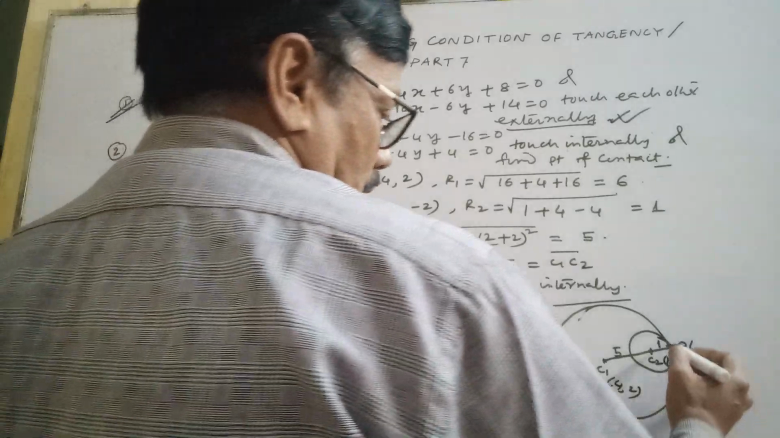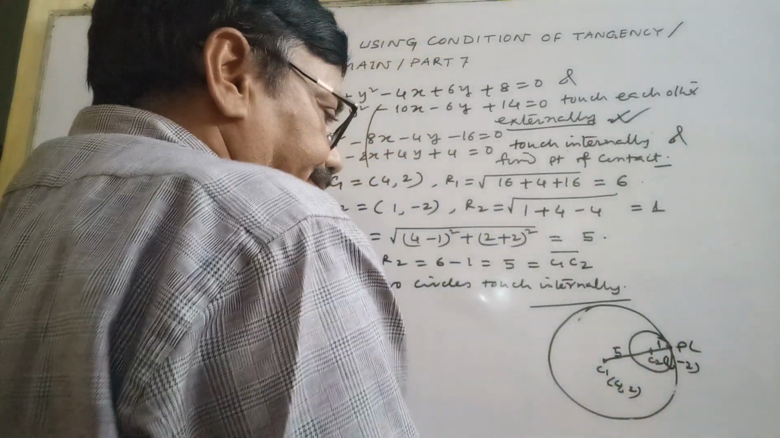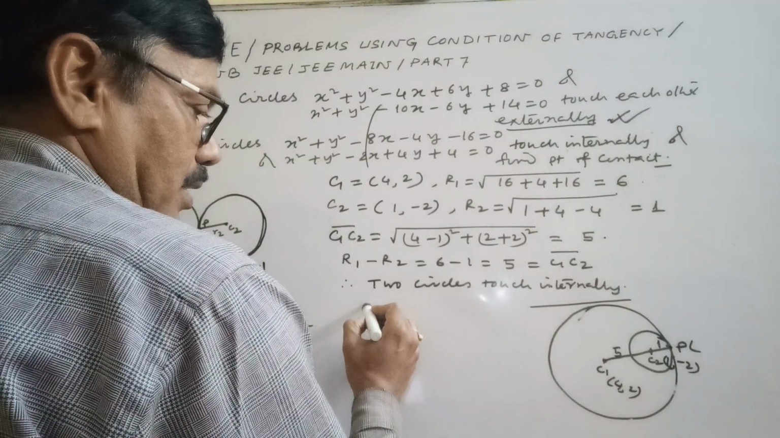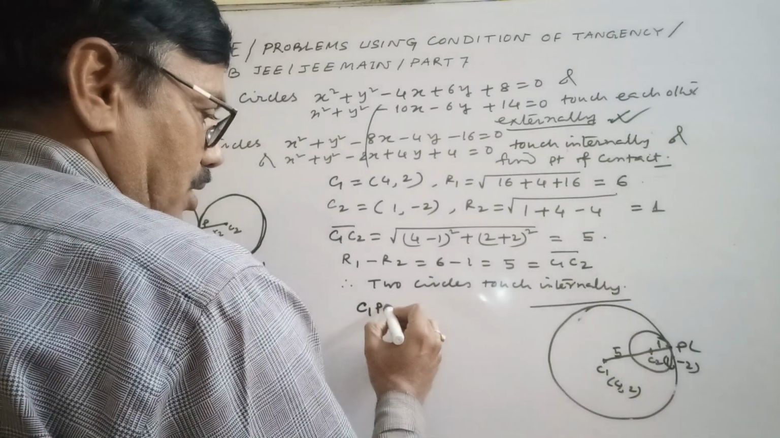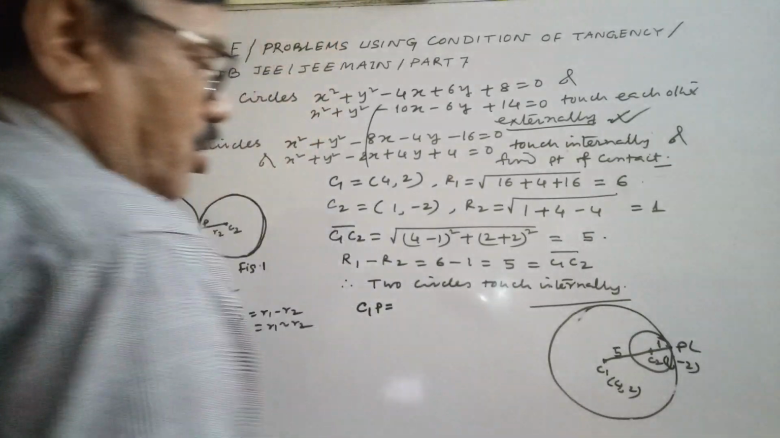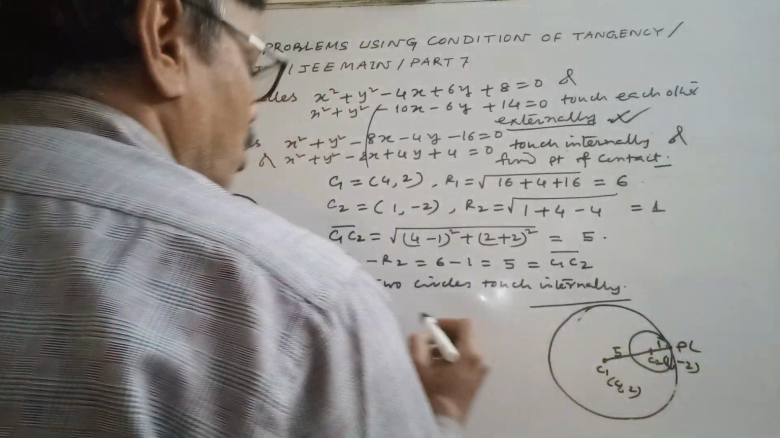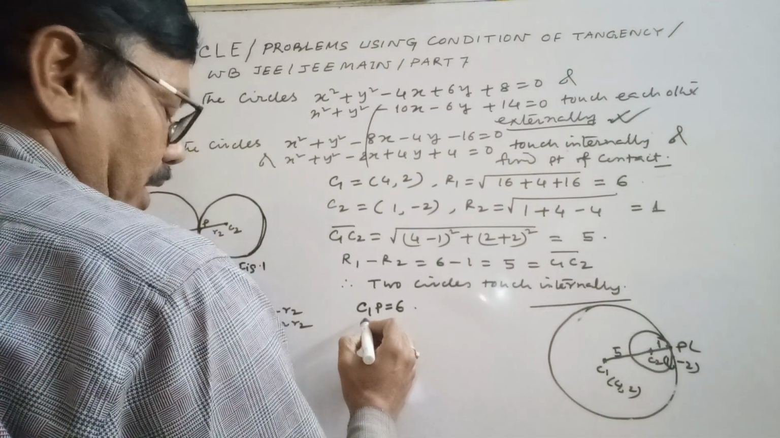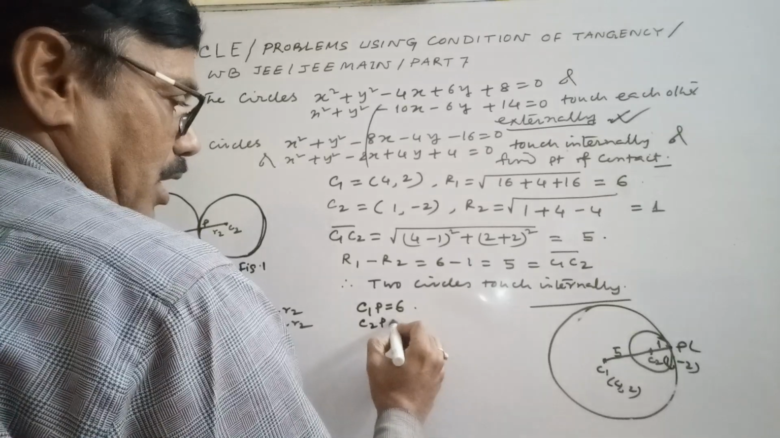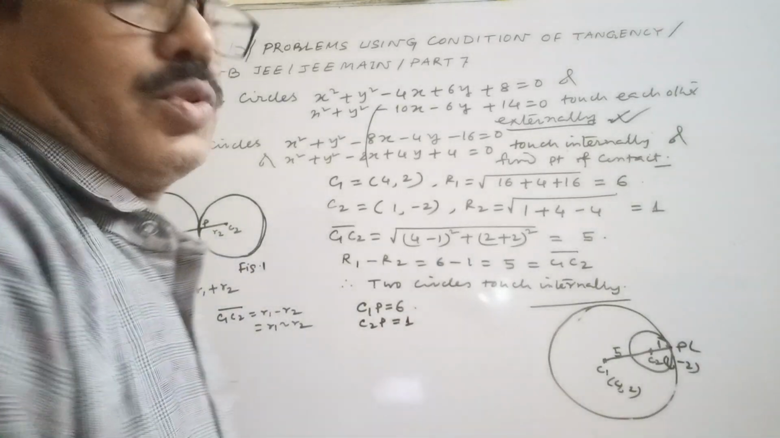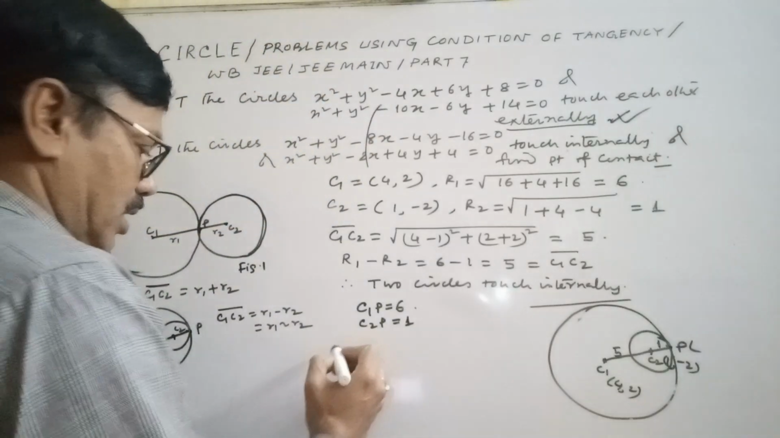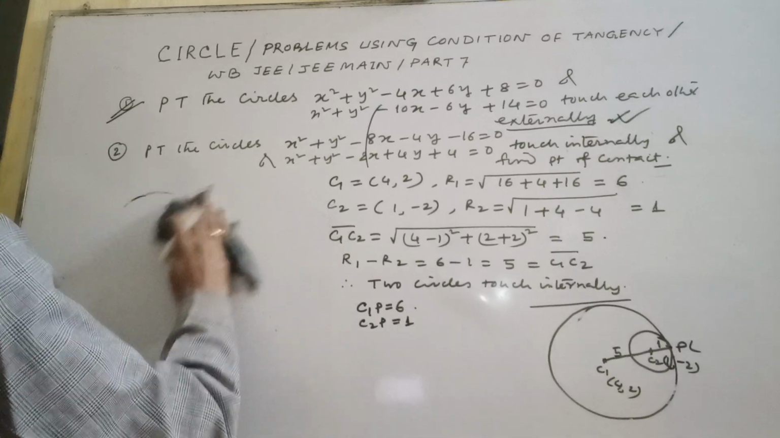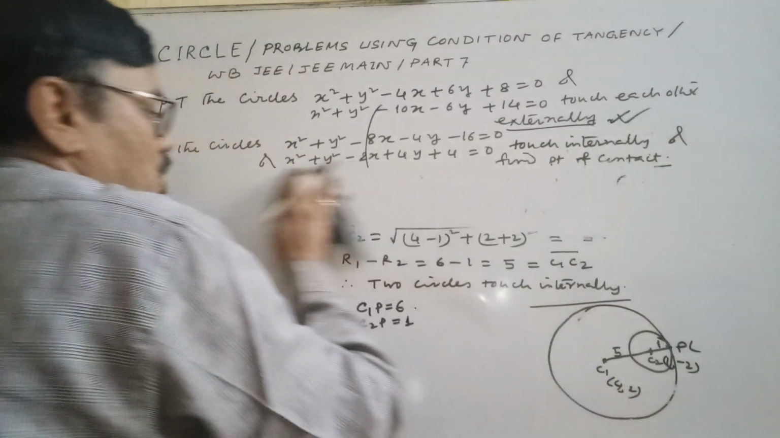So look, here C1P equals C1C2 plus this equals 6, the radius of the first circle, and C2P equals 1. So P divides C1C2, you have to find the coordinates of P.